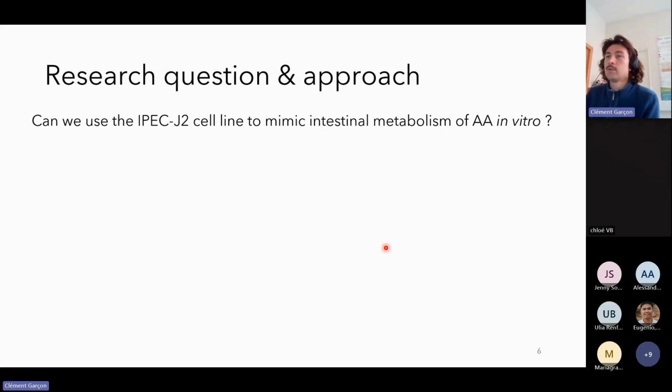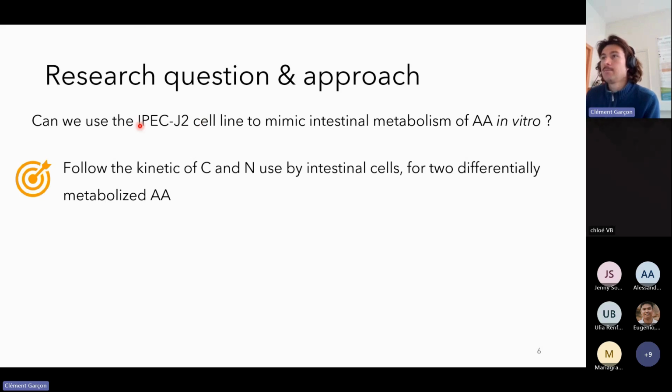So the question we were wondering was, can we use this IPEC-J2 cell line to mimic the intestinal metabolism of amino acids in vitro and to study metabolism? To do that, we aim to do some experiments to follow the kinetics of carbon and nitrogen used by these intestinal cells for two differentially metabolized amino acids. So we wanted to see how these cells metabolize the amino acids, but to see if they were really mimicking the metabolism as it is in vivo.